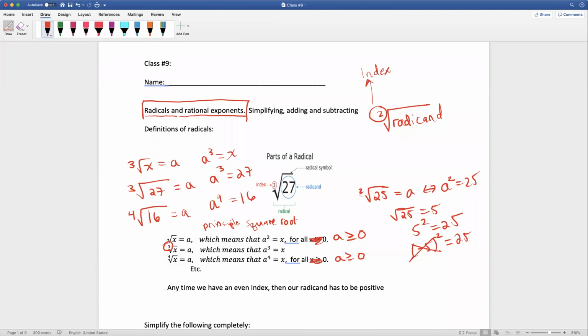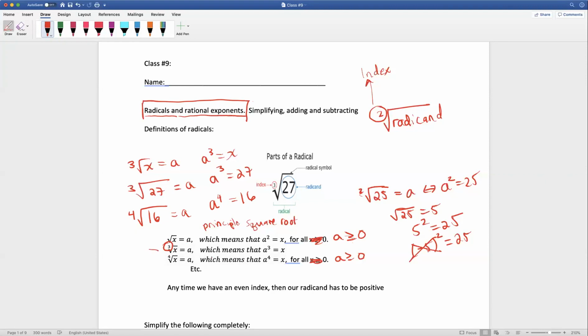Well, let's think about it. What number, if you multiply it by itself 4 times, will give you 16? 2 times 2 times 2 times 2 gives us 16. Even though, again, -2 would work as well, because -2 times -2 is +4, +4 times -2 is -8, -8 times -2 is 16. However, remember, we ignore the negative values. We only consider what we call the principal square root.